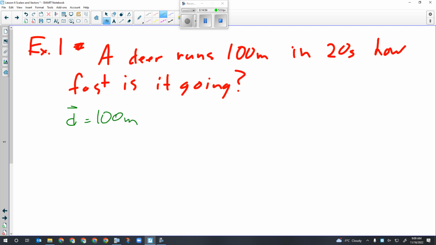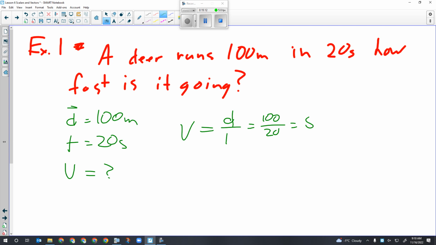And does so in 20 seconds. That would be time. How fast is it going? Looking for speed, so no arrow over top of the v. No manipulation required on this one. Simply 100 divided by 20, and that's going to be 5 meters per second. Everybody all right with that one? You will never get one that easy from me.